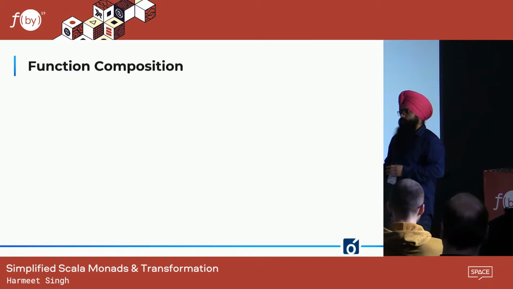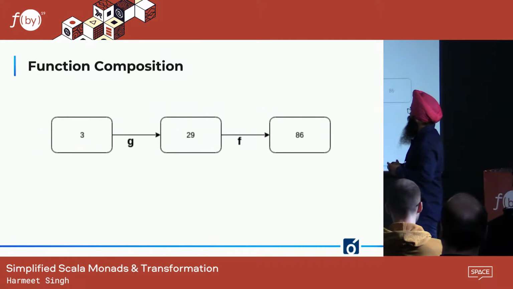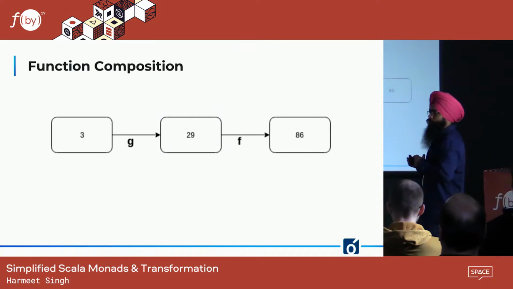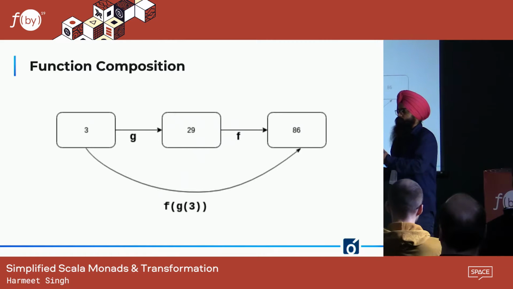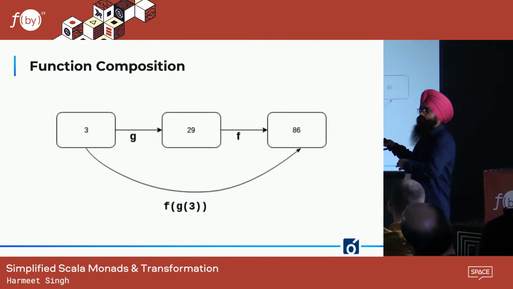Let's see this via this diagram. We have two functions, g and f. 3 is the input of g, and the output of g is 29, but 29 is the input of f, and the output is 86. So if we compose these functions, it is described like this: f(g(3)). This is called function composition.